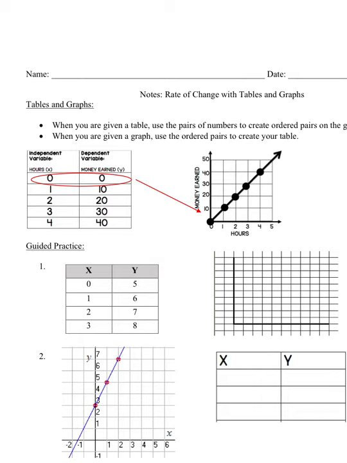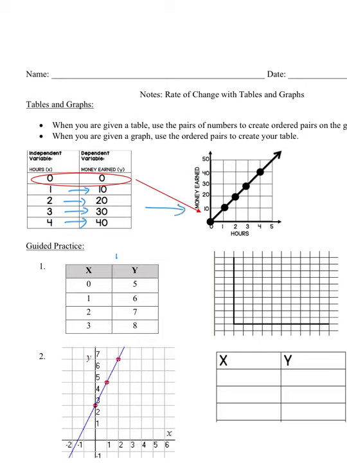Okay, let's take a look at an example, the hours and the money earned. When you don't work, you will have 0 hours and you make no money. But when you start to work at 1 hour, you make $10. So money earned is the dependent variable, it depends on the hours. And 2 hours of work, you make $20. 3 hours of work, you make $30. 4 hours of work, you make $40. And then you're able to graph them.